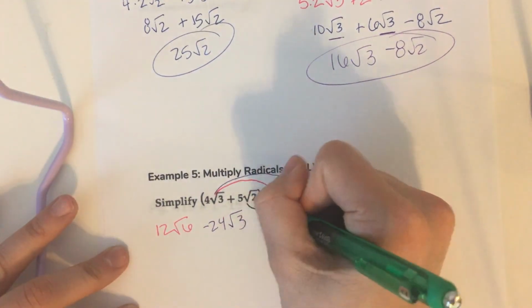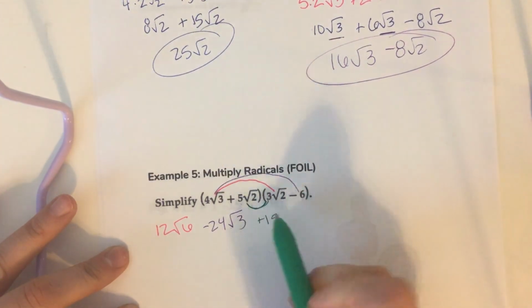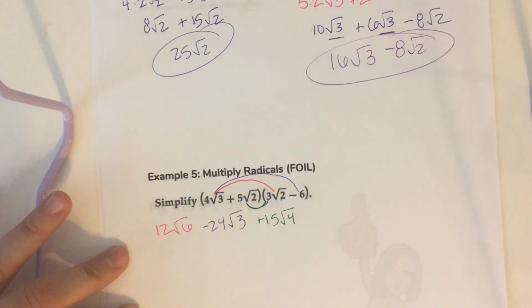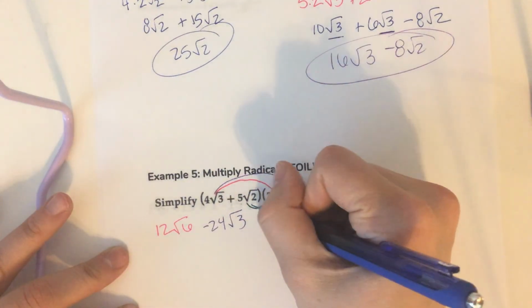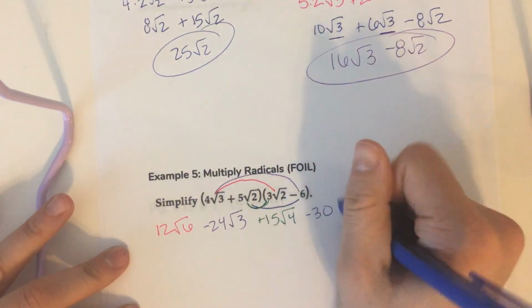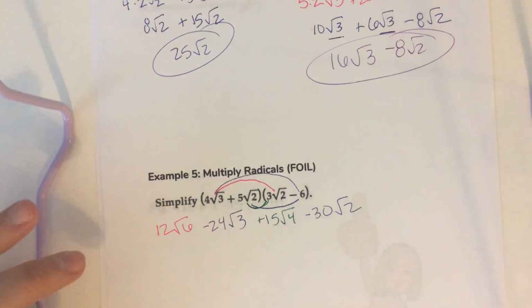Insides, 5 times 3 is 15. 2 times 2 is 4, so I have the square root of 4. And my last, 5 times negative 6 is minus 30. Square root of 2 stays there at the end.